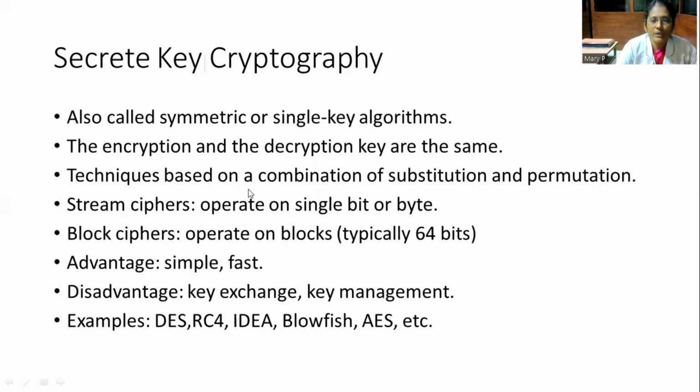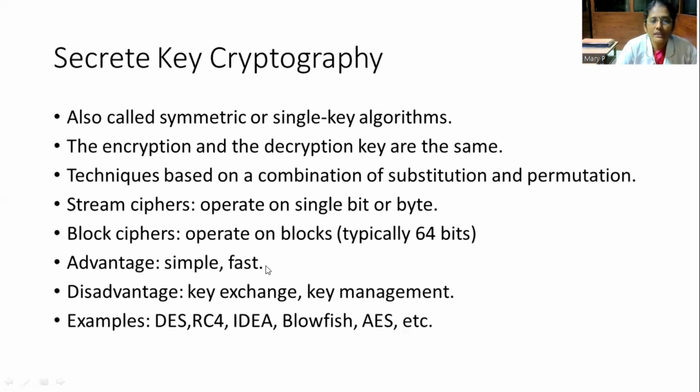This technique is based on the combination of substitution and permutation processes. We did discuss this combination, what is substitution and what is permutation. Okay. In this secret key approach, we use either a stream cipher or a block cipher technique. Stream cipher means it operates only on a single bit or a byte. But block cipher means we have blocks. Those blocks typically contain 64 bits.